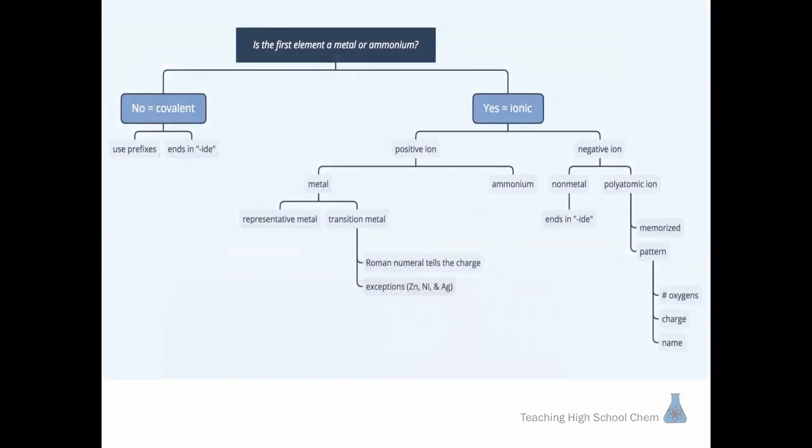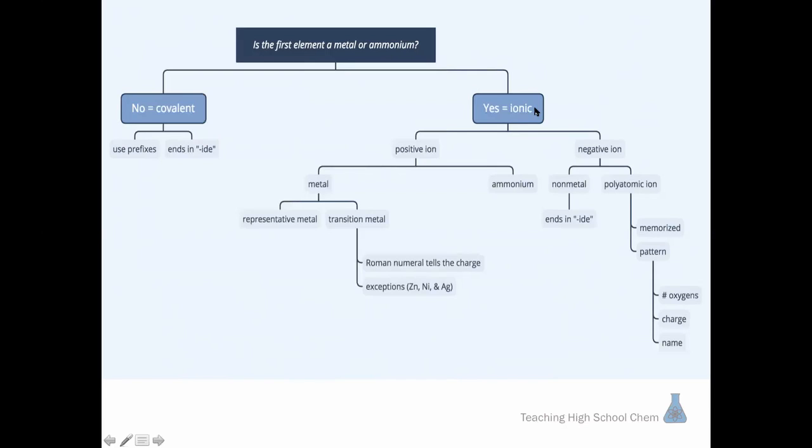And this is what my flow chart looks like. I've had several different versions with different software that I've used, but essentially it works like this. So I ask them, hey, is the first element a metal or is it ammonium? If it's yes, then you're ionic. If it's no, it's covalent. If it's no, then you rejoice and do your little happy dance, because that means it's easy. Use prefixes, put an IDE on the end. All right, covalents are easy. They like those. If it's yes, then you run into ionics.